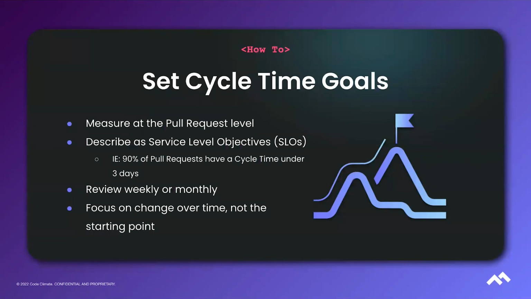How do you set cycle time goals? Set your objective as an SLO. For example, the goal is to get 90% of pull requests to have a cycle time under 3 days. Review weekly or monthly and focus on the change over time, not the starting point, and celebrate every small win.